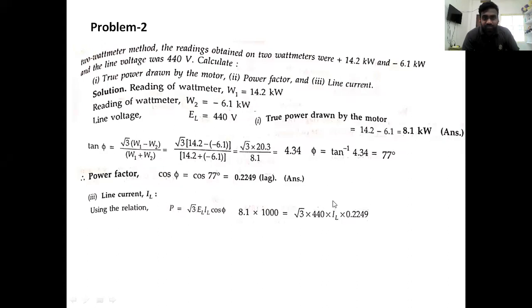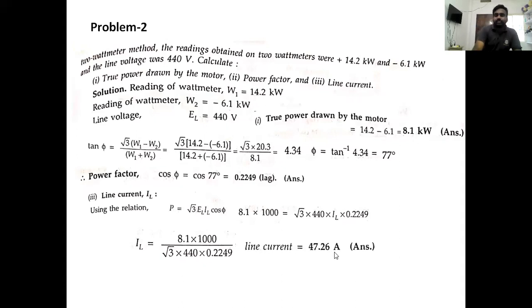Let me check the correct answer. This is the value of IL. If we equalize the right hand side with respect to the left hand side expression, IL is equal to 8.1 into 1000 divided by root 3 into 440 into 0.2249. What is the value of IL? IL is equal to 47.26 amperes.